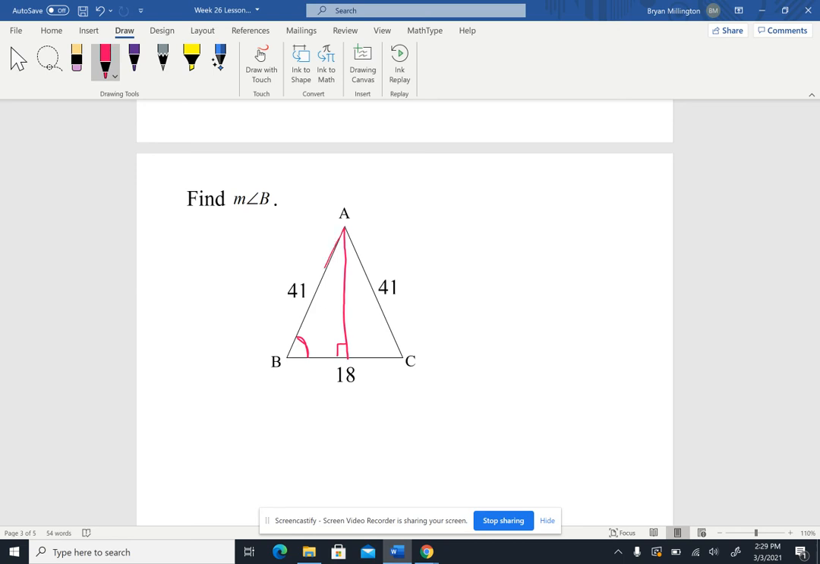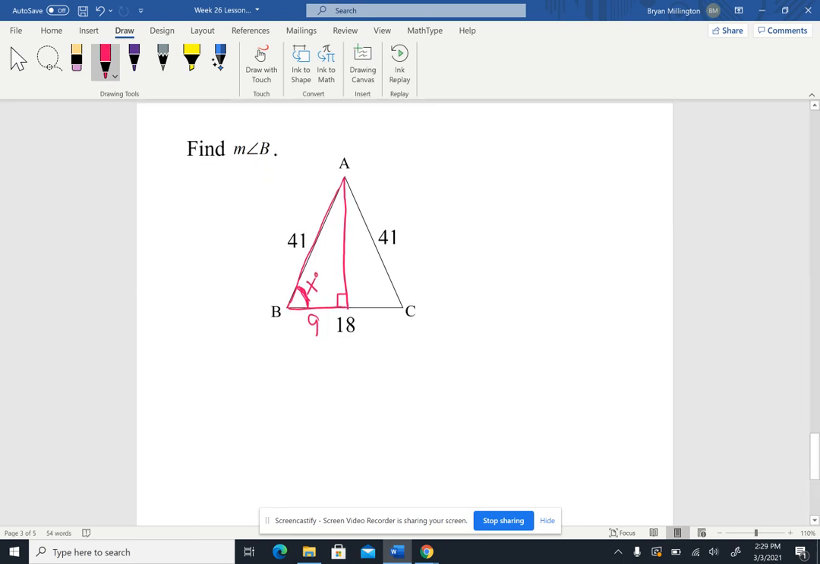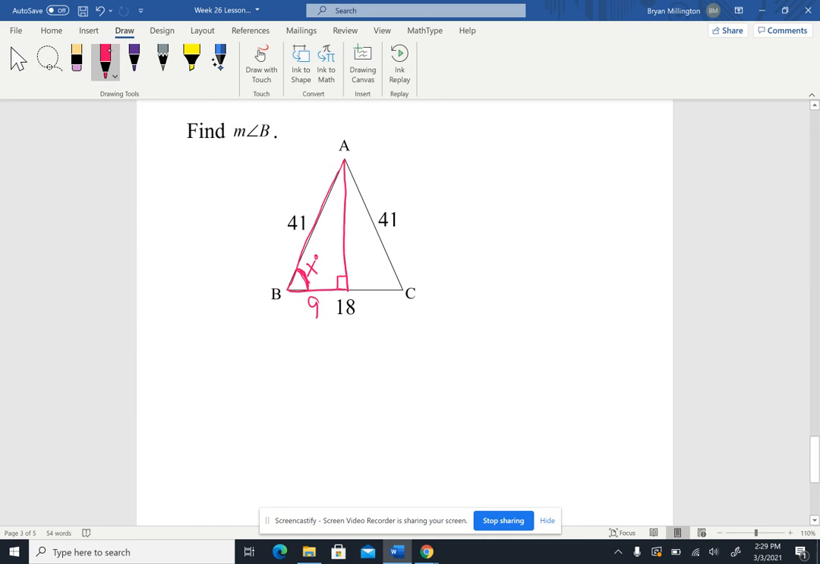So I'm going to have a right triangle here where this is 9, and then I've got the 41, and I'm trying to find this angle. I put a little arc on it. Instead of using theta this time, I'll use x. So this is x degrees. Find the measure of angle B. All right, so again, always write your SOHCAHTOA. And look at what we have.